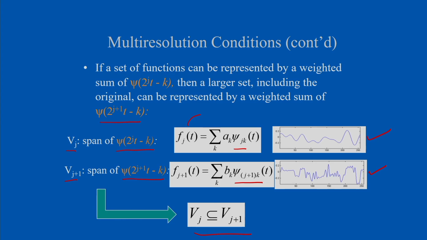But if I consider fj, that is the small set I am considering, that can be represented by the weighted sum of the basis function. The basis function is psi jk. That means the meaning is this: if I consider a small set, suppose Vj, that can be represented by a weighted sum of psi of 2 to the power j t minus k. But if I consider a large set, that large set is Vj plus 1, for this I have to consider the basis function psi of 2 to the power j plus 1 into t minus k, because Vj is a subset of Vj plus 1.